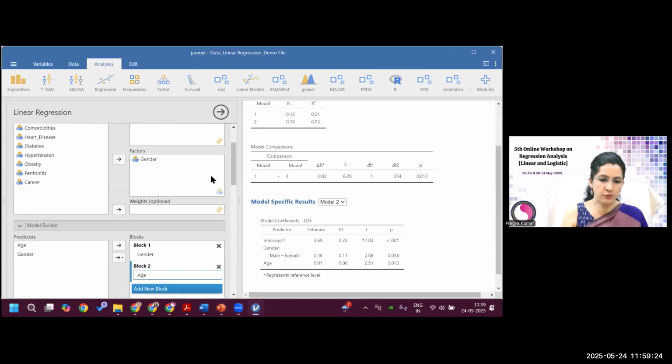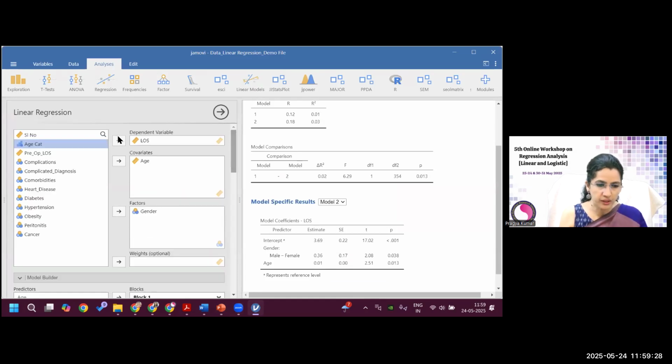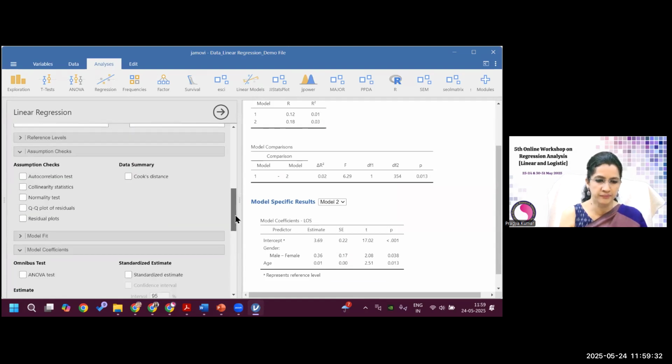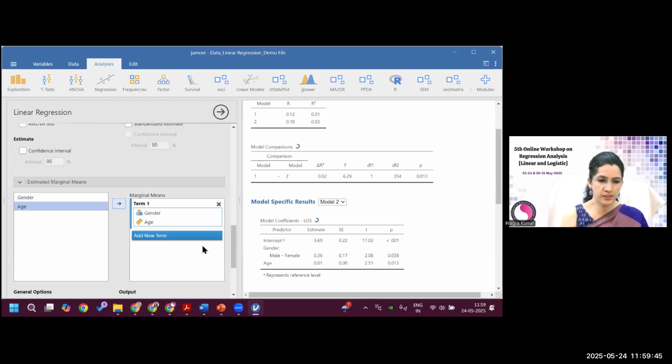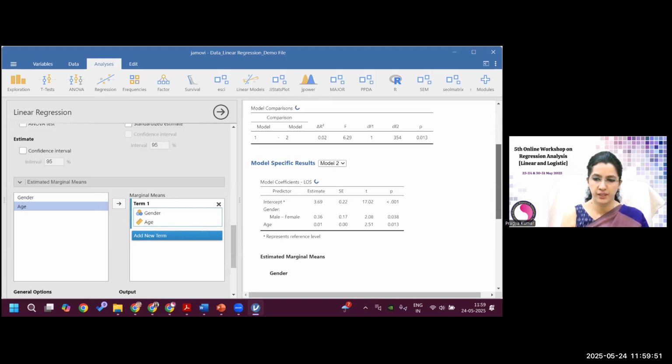In this column of estimated marginal mean, let me enter the other variables also. Let's do it only with age and gender. So you can come here. Now, if you want this estimated marginal mean for gender and age both on the same graph, then you can enter these two variables here.